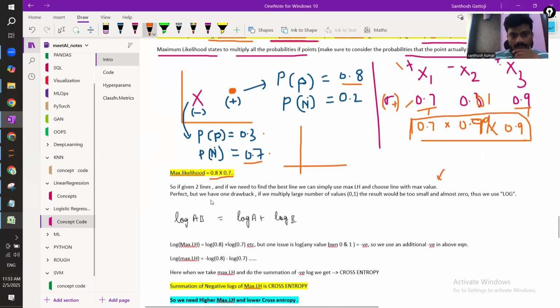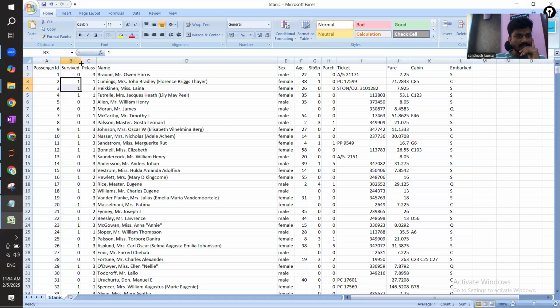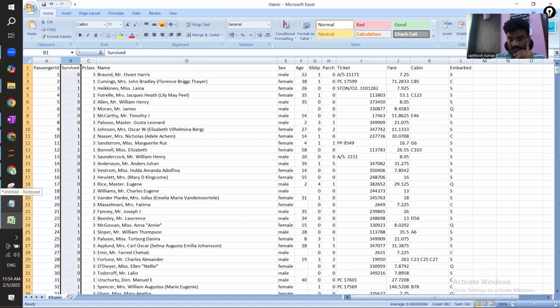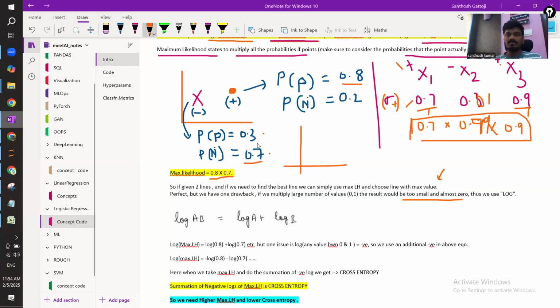Now, one more problem here is a drawback: if we multiply a large number of these values between 0 and 1, we get something very small, close to 0. Even in a small data set you have 892 rows. But in the actual case, you will have lakhs of data. These values are probabilities, always between 0 and 1, and the sum of these two values will be 1. So if you multiply, let's say, 1000 values like 0.01, the value will be almost negligible.